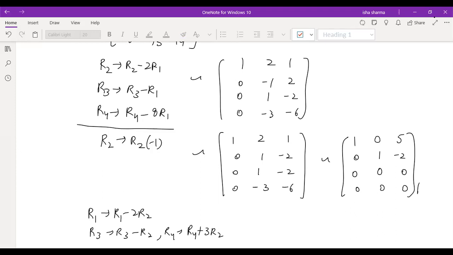Yes, so this is the final row reduced echelon form, and now you just count the number of non-zero rows. Just a minute. Yes, it is plus 6. Yes, so the rank is 2. The number of non-zero rows is 2. So the rank of the given matrix is 2.